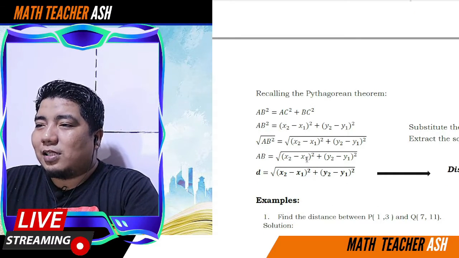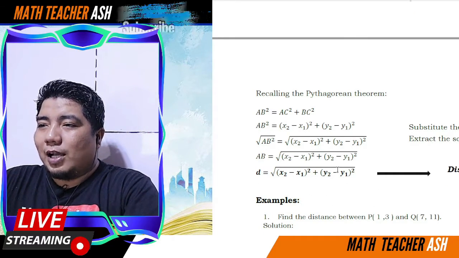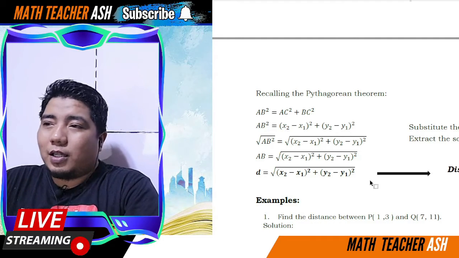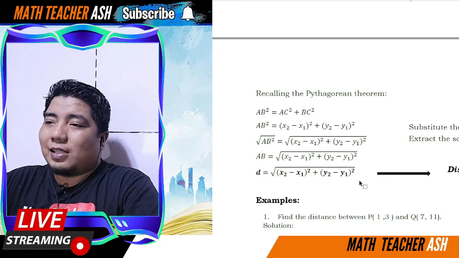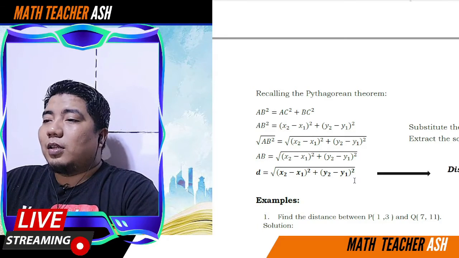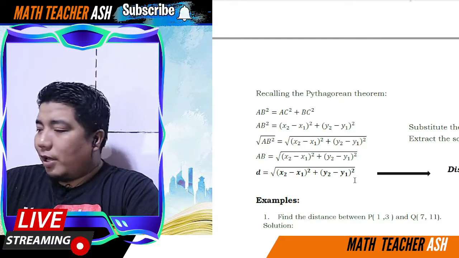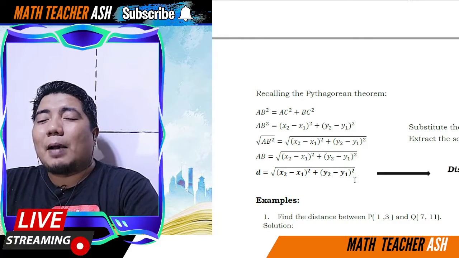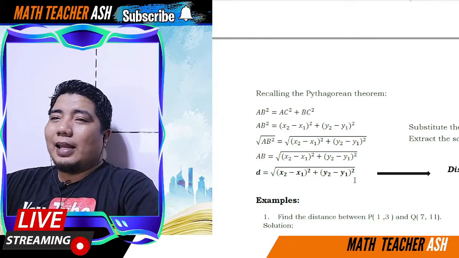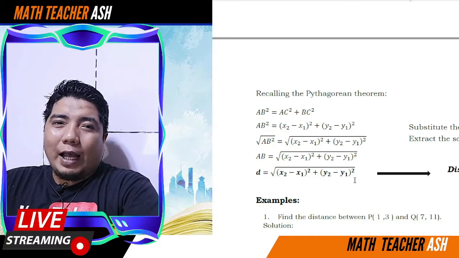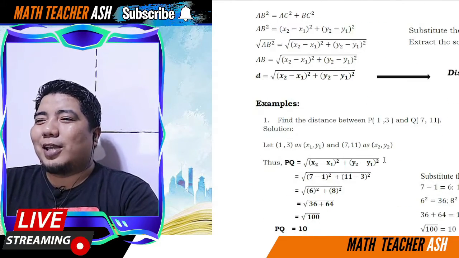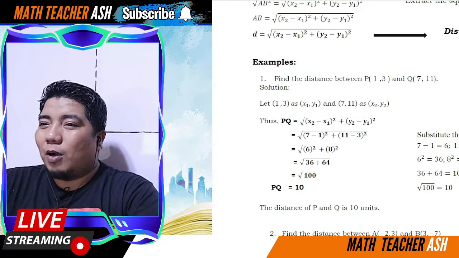So, as you can see, this is the formula. So, distance or D is equal to the square root of the quantity x sub 2 minus x sub 1 squared plus the quantity y sub 2 minus y sub 1 squared. Easy, right? Easy lang talaga. Pero I'm sure mas madali nyo matututunan kung paano kunin ang distance kapag meron tayong actual examples. Okay, so we have here example number 1.